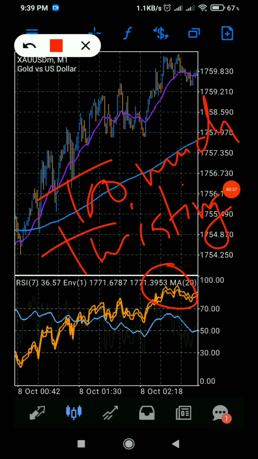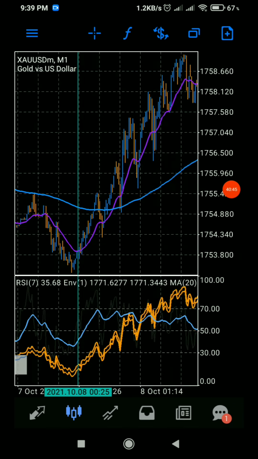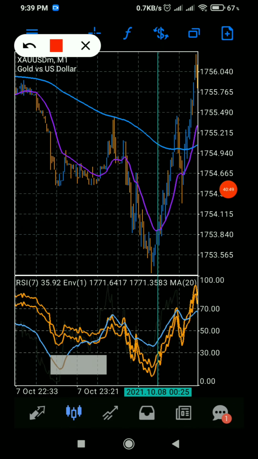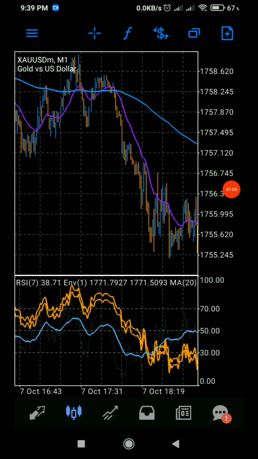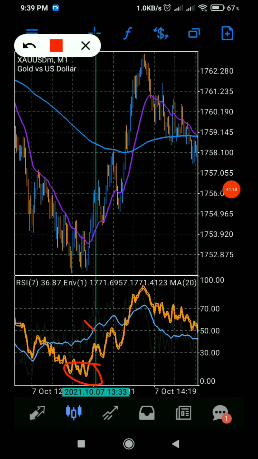So here, two-minute twisting sharp edge. So you just have to avoid this formation. And here, sharp edge and blue cross 50, buy signal, pure gold. Here, another sharp edge forming and 50 level crossed by blue lines, and buy from here, huge profit.